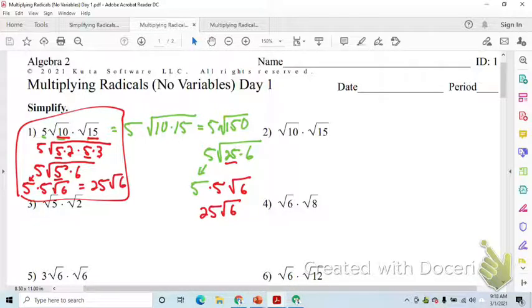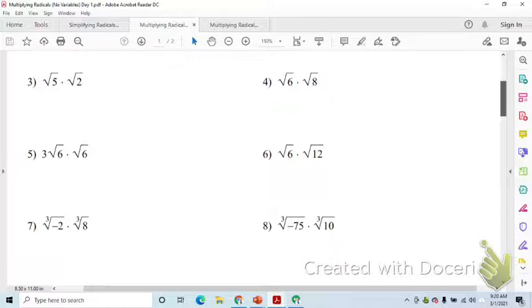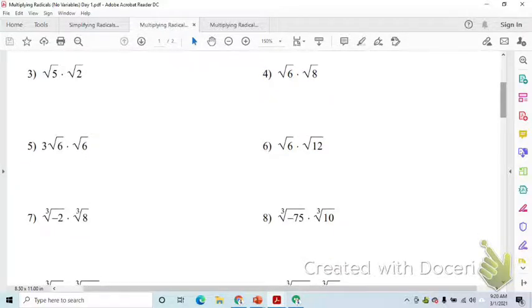Now, anytime you multiply, you're going to get a larger number. Most of the time when you multiply, you're going to get a larger number. So just be aware of that. And if you see me do something weird, that's what I'm doing. I'm trying to make things easier. Okay. So that means number 2 you can definitely do on your own now. So let me scroll down.